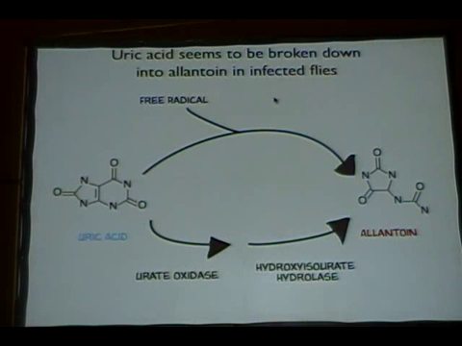So in our own circulation, uric acid is the primary antioxidant. It is responsible for about 60% of the antioxidant activity in our blood. And when we suffer from infections, we raise the uric acid levels in our circulation. So we were kind of surprised that when flies get sick, they crank up the expression of this gene urate oxidase, which should clear uric acid.